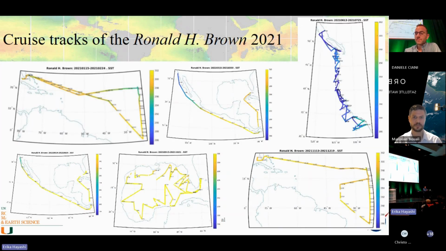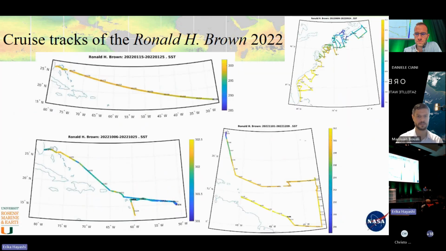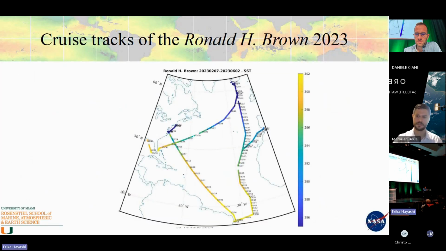This is the collection of cruise tracks from the MARY, from the Ron Brown in 2021, 22, and 23. And about 1 year ago, it ended up here in Mississippi for a major midlife refit, and it's expected to come back into service later this year. So it's a gap of about 16 to 18 months.